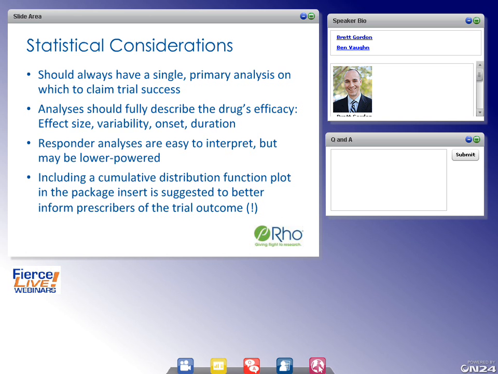Responder analyses, I'm seeing a trend where the agency likes these for the reasons I mentioned earlier, which is that it gets around the dropout problems in some ways. But you have lower power because you're ironing over very positive outliers, very negative outliers, and you just might lose some power there. One other thing that is mentioned in this guidance is possibly including a cumulative distribution function plot.